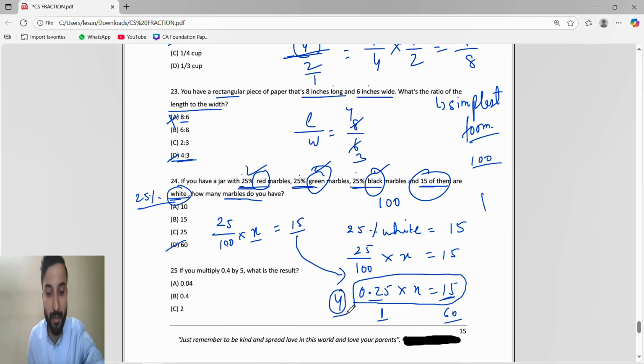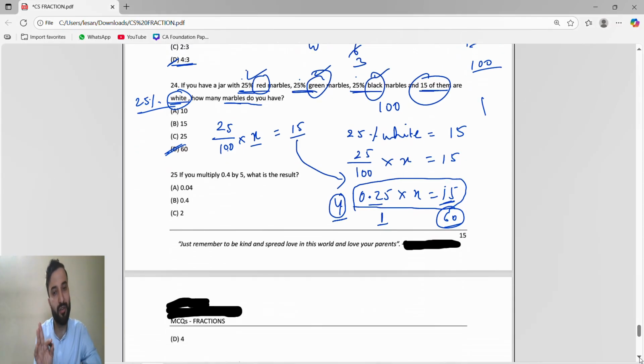So how many times are we multiplying? We are multiplying 4 times. So 15 into 4 total will be 60. I know one question they will give like this, in 5 years, 4 years. If you multiply 0.54 into 5, very simple thing.